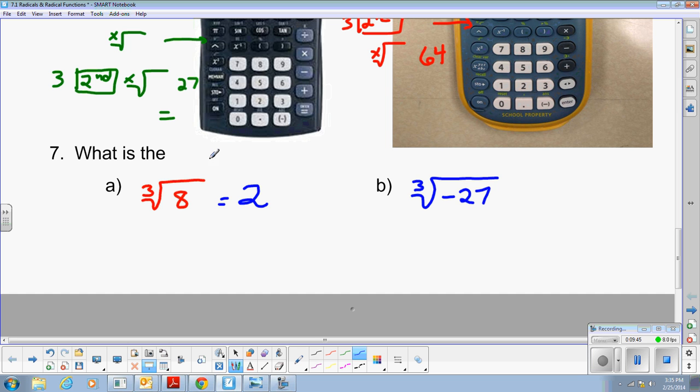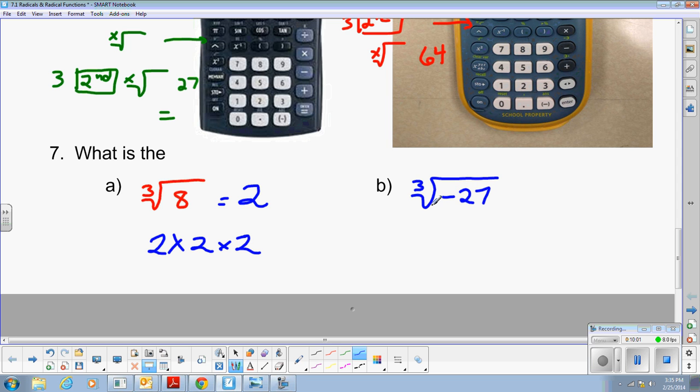Why is it the second number in the list? Because the cube root of 8 is 2. 2 times 2, that's 4, times 2, and that's 8. So what do I do when I have a negative? A little while ago we said can't do that.